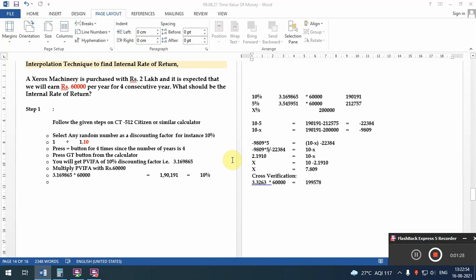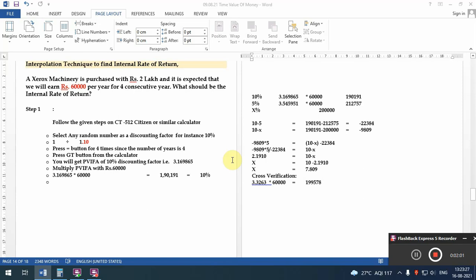To begin with, I would advise you to carry a CT512 Citizen or similar type of calculator which has a GT function. So if you are going to the market and willing to purchase a calculator, and if you are a financial management or strategic financial management student, then it is better to purchase a calculator which has a GT function. I am also using the same calculator.